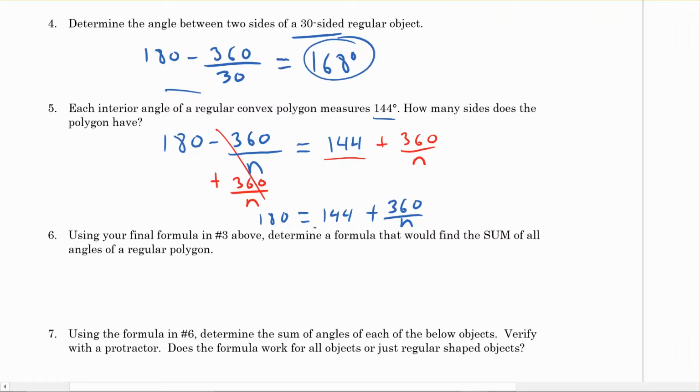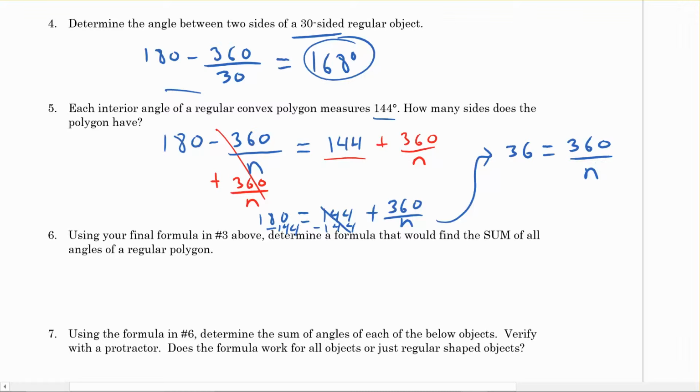Now I'm going to subtract 144 from both sides. And what I'm left with over here, I'm just going to write this over here to give myself a little bit more room. You've got 36 on the left side of the equation, 180 minus 144 is 36, and that is equal to 360 over n.